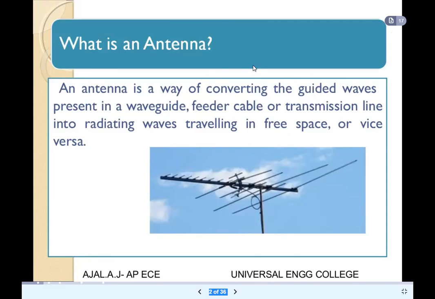Firstly, what is meant by antenna? The antenna is used for transmitting as well as receiving purposes. This antenna converts the guided wave into a radiating wave. The guided wave is taken from the waveguide, coaxial cable, or transmission line, and converted into the radiating wave, and this wave travels over the free space. This is the diagram for a normal antenna.